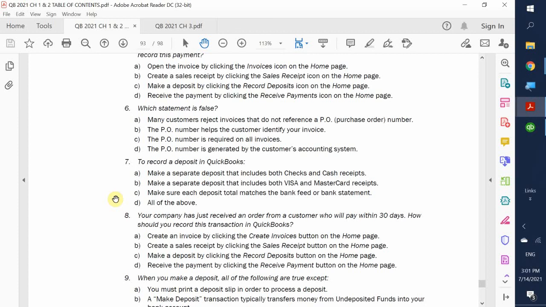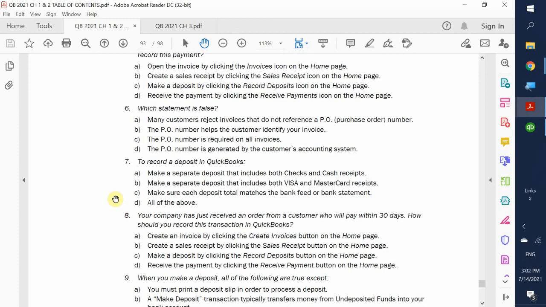Okay, so to record a deposit in QuickBooks. So A, it is D. Okay, so the book is wrong here. All right. In my book, the answer was D also, because I go over the questions and then I look for the answers.